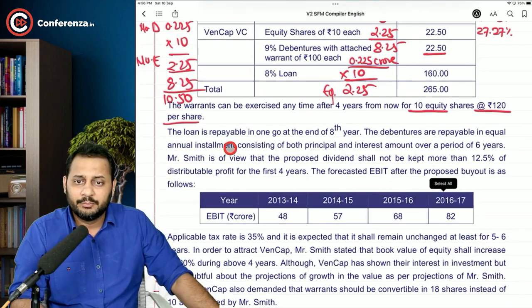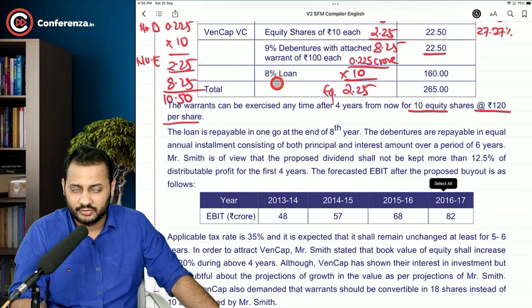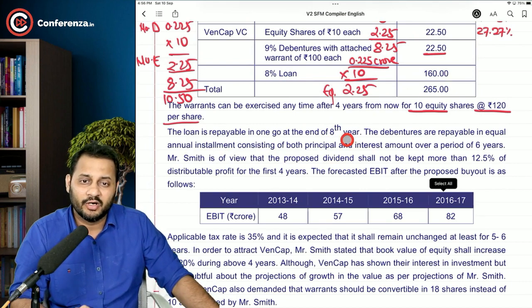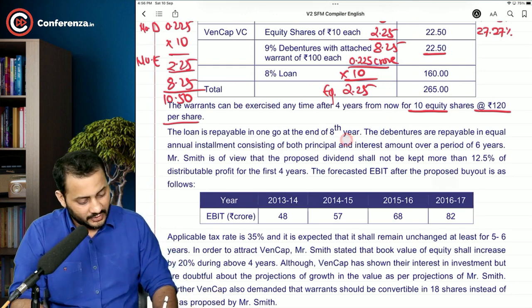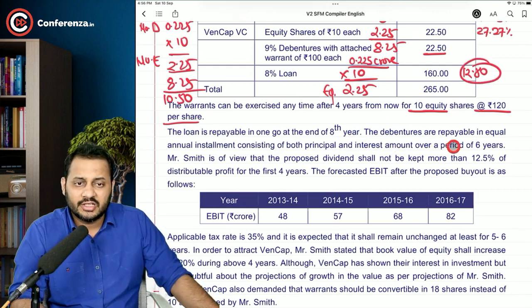The loan is repayable in one go at the end of 8th year. See this 8% loan. Can you see that? This 160 crore of the loan will be paid at the end of 8th year in one go. Till that time, every year 8% on 160, that is 12.8 crore interest will be paid every year. The debentures are repayable in equal annual installment.